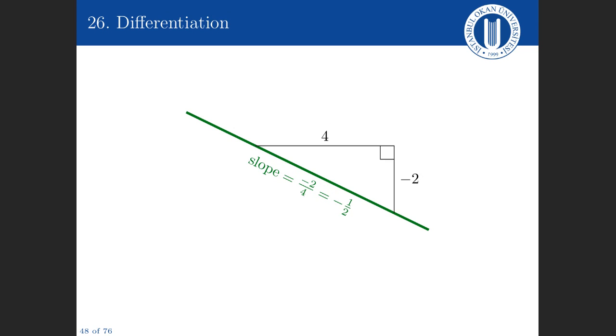This line is going down. To indicate that it's going down, we say that the height of the triangle is now -2. And then we say that the slope is -2 divided by 4.